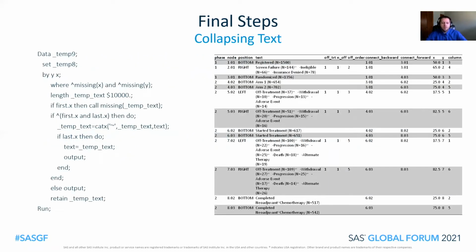Collapsing the text down is pretty straightforward using first dot, last dot, and the retained text variable. So I sort by the coordinates, and then I have this temp text variable, which I will then concatenate all of the actual text variables into using cat x, along with the line break symbol that I've chosen for the macro. And then I just output at the last value of the coordinates. And we can see the example here, where now instead of having multiple rows for all the off-treatment reasons, I have my little line break symbol along with each reason. So now I have a data set where I have my coordinates. I have one row per node with the final text value that I want.